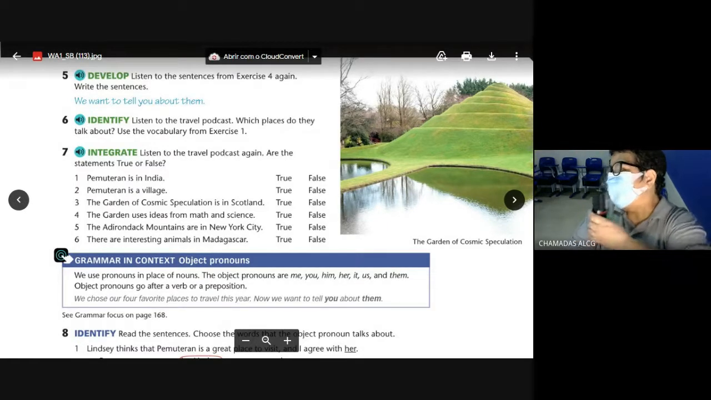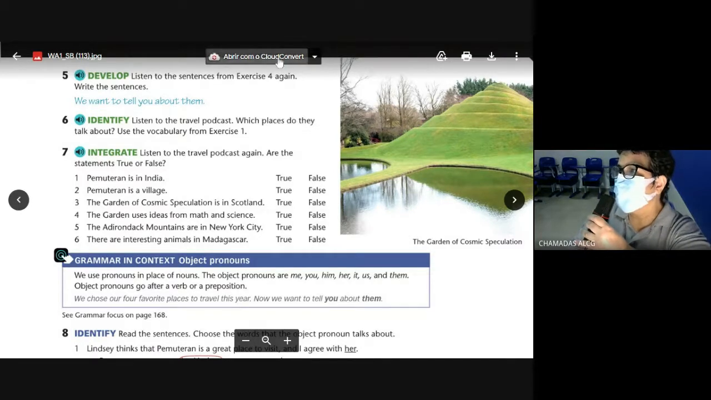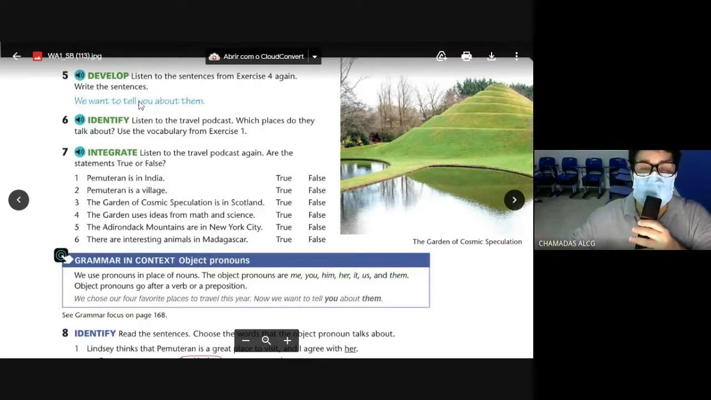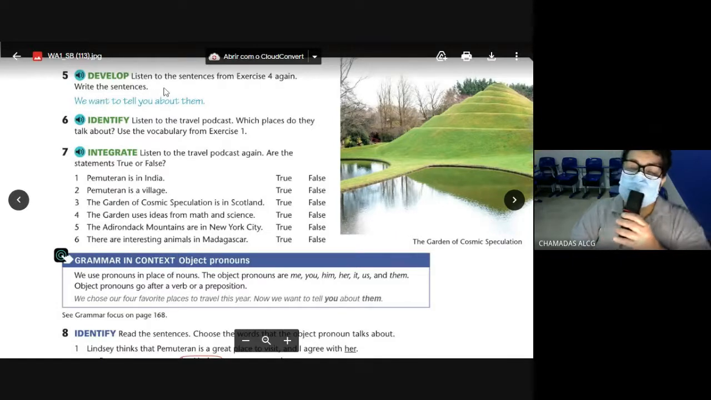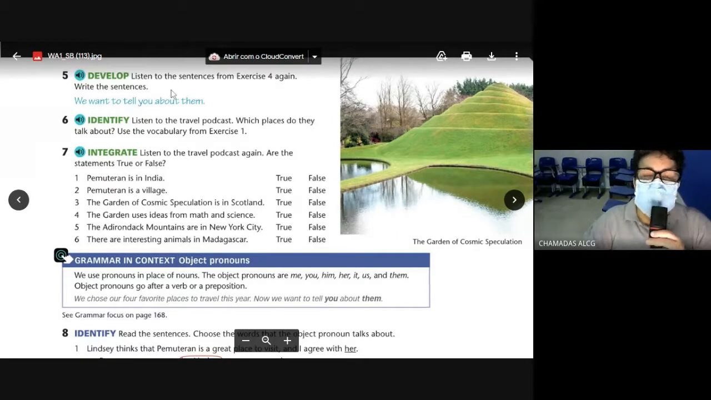Okay, people. So let's go back to the page. All right, let me try to play the audio for you. So now you know what we are talking about, okay? We are going to listen to the sentences from exercise number 4 again and write the sentences. Of course, guys, if you can't write all the sentences, you can write one or two, okay? Don't worry. So let me play the audio for you.